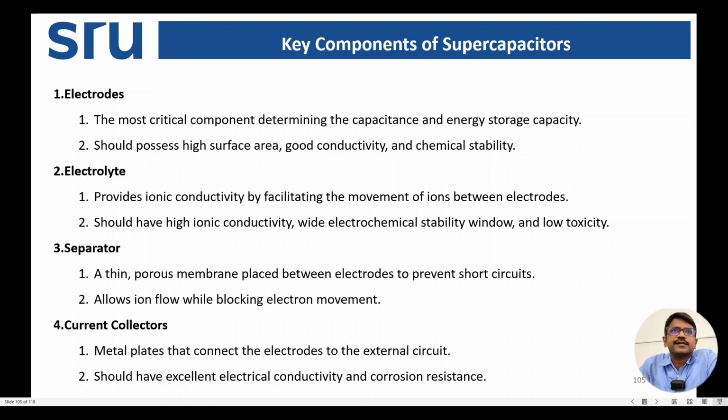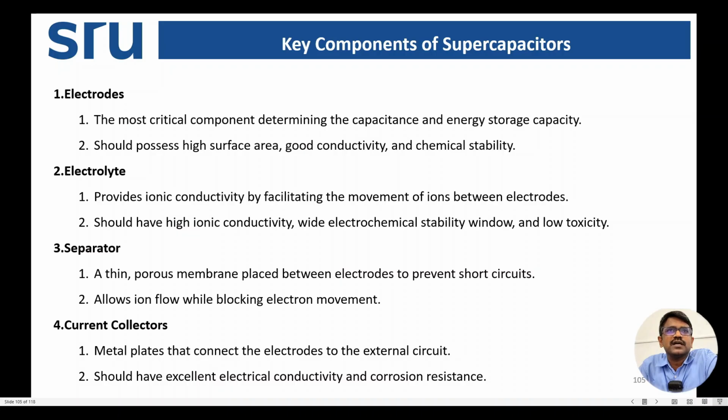Electrodes, the most critical component determining the capacitance and energy storage capacity. The electrodes are very important because of the nanomaterials we prepare for them. Based on the properties of the material with which we prepare electrodes, that decides the capacitance. That's why electrodes are the most important component.